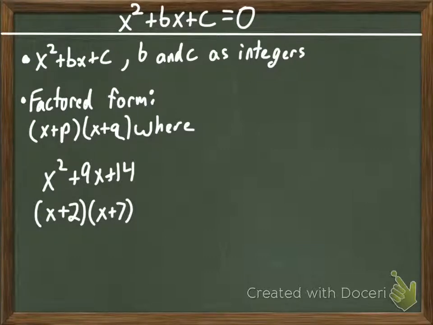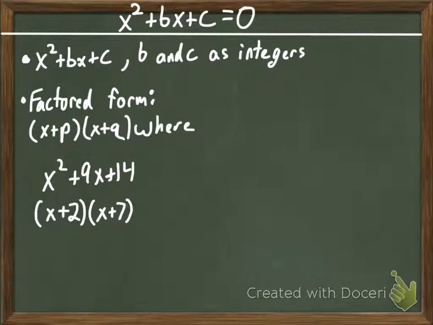Now we've seen this factored form here before, except you saw it with different letters. It's the same thing. x plus p times x plus q. And that's the factored form of any quadratic, where p and q are numbers. And I left this "where" off. There's something that goes here, and it's to help us find out what p is and what q is.